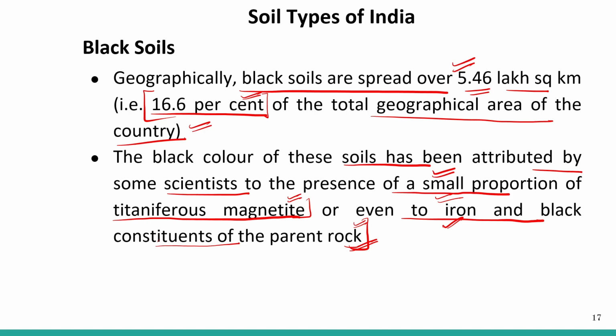So this is very important: the geographical area of this particular soil type is around 16.6%, and its area is around 5.46 lakh square kilometer. This is about how the black soil is present geographically in our country. They have been formed from the iron and the black constituents of the parent rock material.